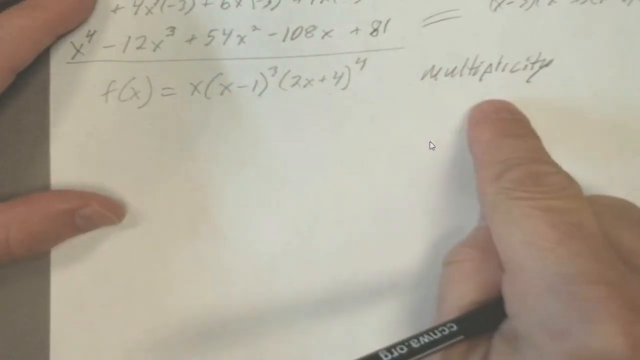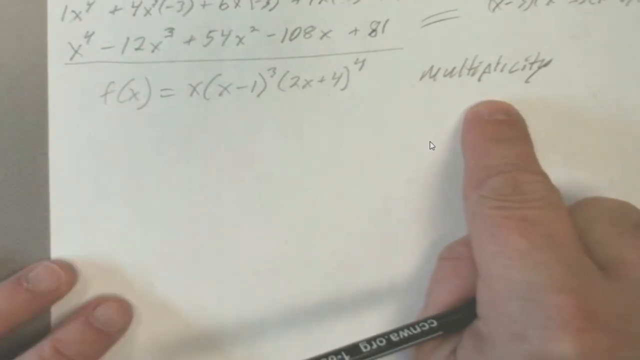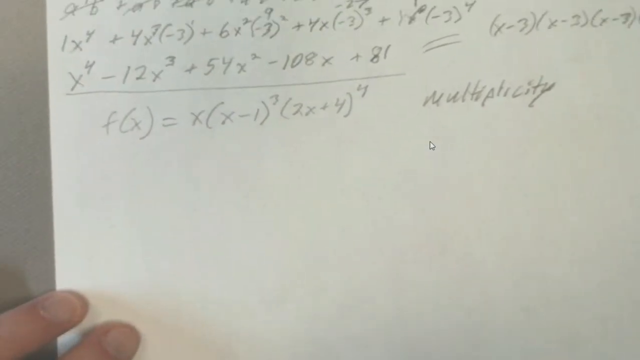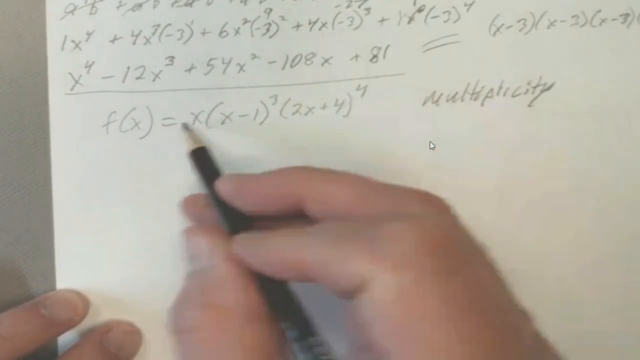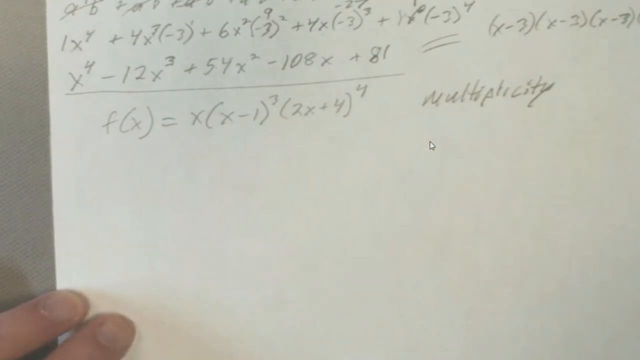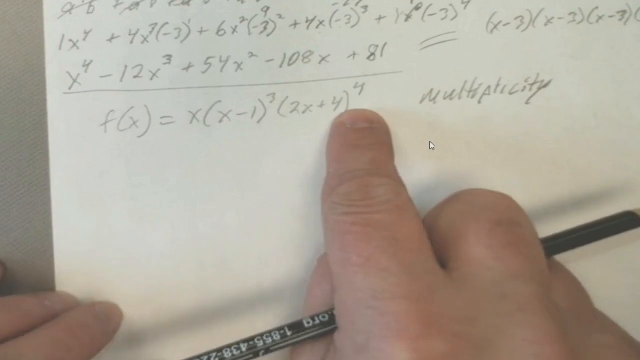Multiplicity has the word multiply in there. That's what it's assumed, right? So it's talking about how many of these zeros. Now, this is x times x to the third times x to the fourth. There's 8 solutions. This is an x to the 8th. If we multiply all these together, our largest term would be x to the 8th.